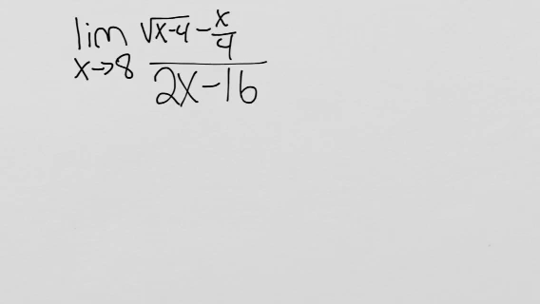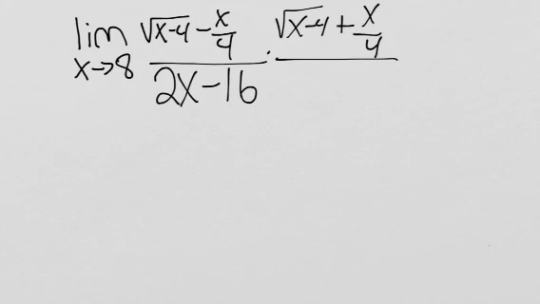Check for yourself. If you plug in 8, you're going to get 0 over 0, which is a hole. So we want to take the limit as we approach the hole. Okay, so first thing we're going to do, there's a couple different ways you can approach this. I'm going to multiply by the conjugate first. So what we have is a minus b, so we're going to multiply by a plus b. So we're going to multiply by the square root of x minus 4 plus x over 4, over the square root of x minus 4 plus x over 4.